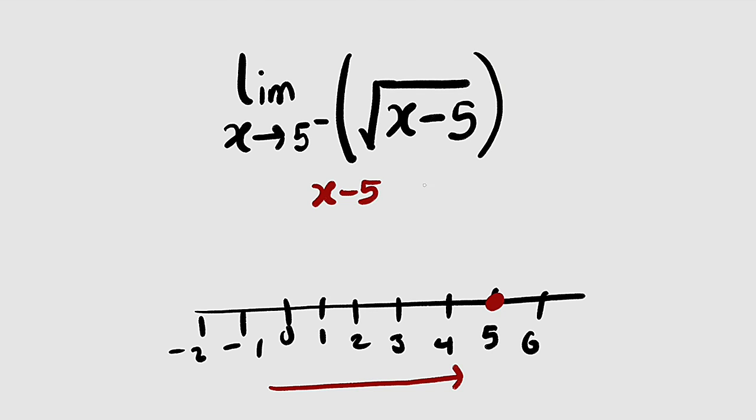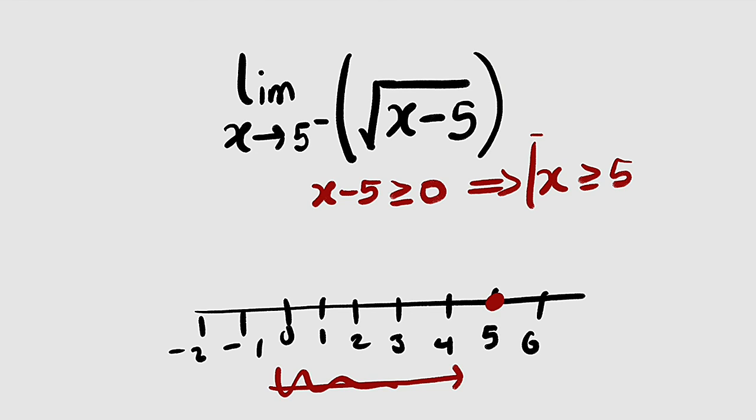X minus 5, which is the radicand, will always be greater than or equal to 0, which implies that if you take negative 5 to the other side, we have x greater than or equal to 5. But these values here are less than 5. But our domain is x greater than or equal to 5, which implies that the limit does not exist. But let us sketch it and see.